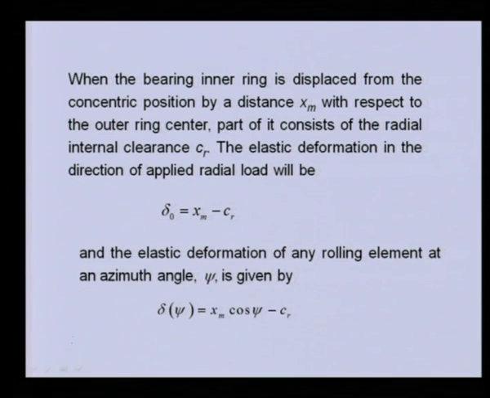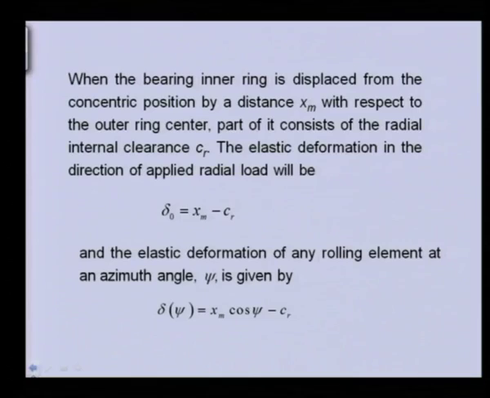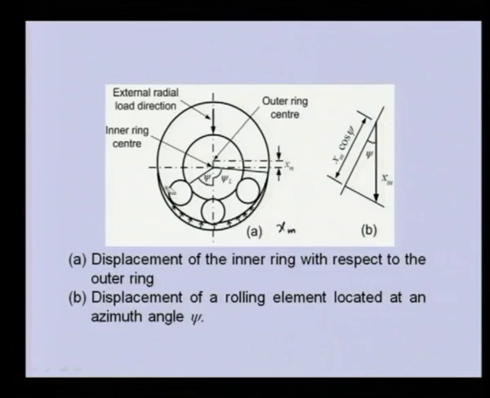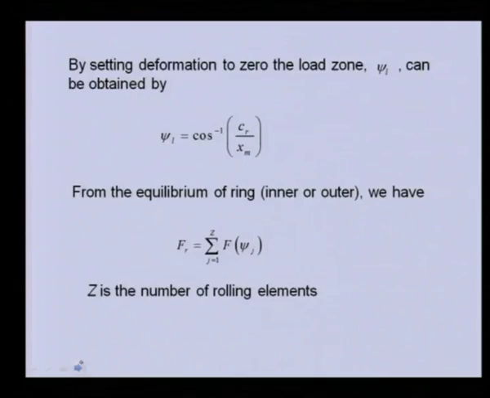So, this is the deformation at any angle of the ball, and if we keep that deformation equal to 0, that means deformation will be 0 only when the ball is outside this load zone. So, basically putting this equal to 0, we are trying to find out what is the angle xi for which there is no deformation. So, this will give us the load zone relation, and in this load zone relation we can see for 0 clearance we will have pi by 2 load zone.